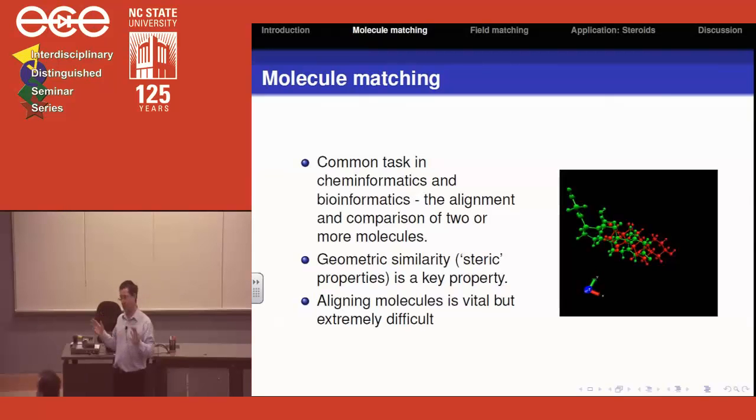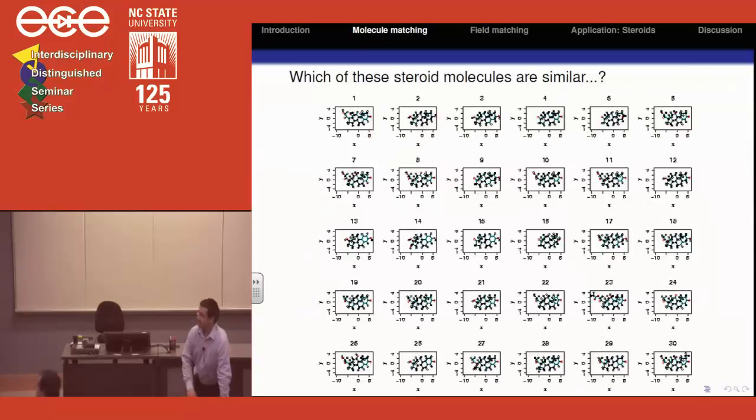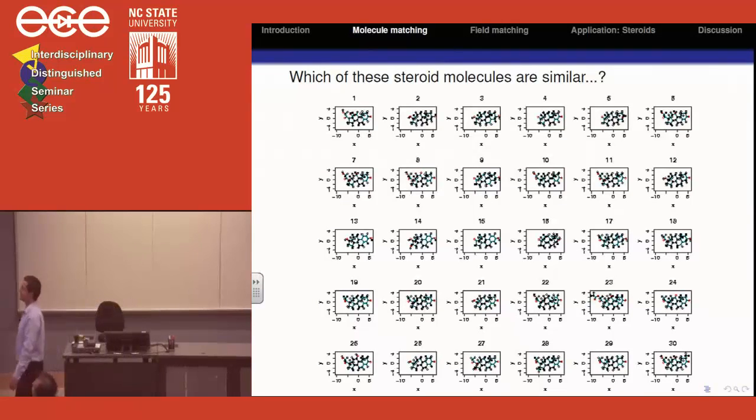And there are various approaches for doing it, but it's not easy. It's very difficult, extremely difficult. So there's still room for trying to develop methods that compare the shapes of molecules. So here's the task. Here's the data set.